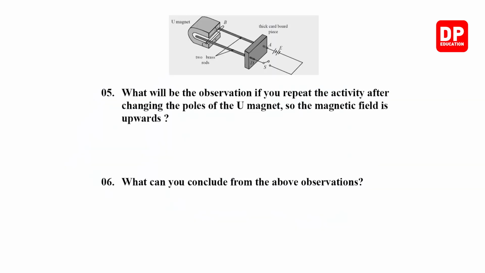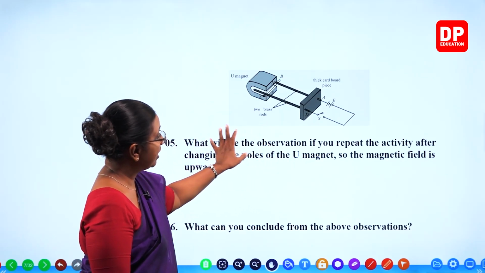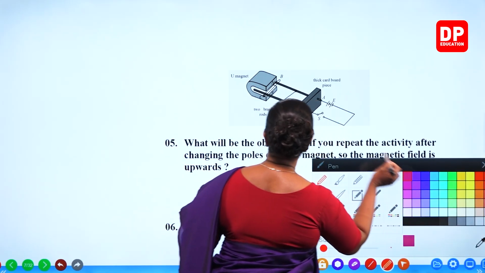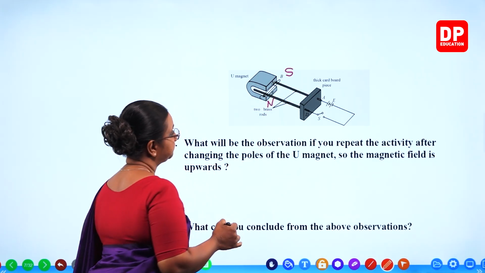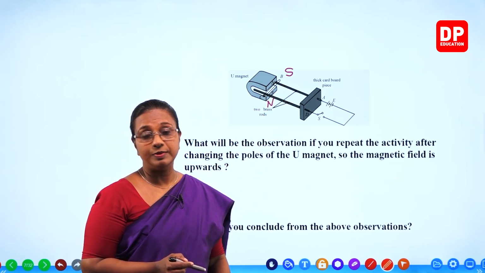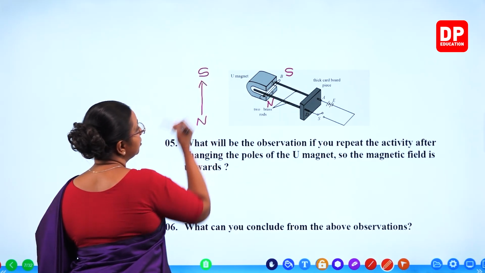Here we have part 5. What will be the observation if you repeat the activity after changing the poles of the U magnet? So, the magnetic field is upwards. So, this is also related to the first activity. The same way, this is how it was initially. Now, what we are going to do is, we are going to change the magnetic field. South to north. Earlier it is north and south. Now if we change it, it is going to be south to north. So the magnetic field is going to be this way, north to south.